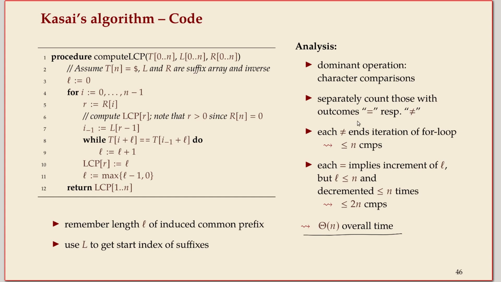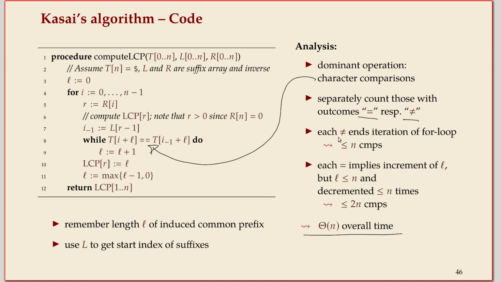In that case, if you count the outcomes, the dominant operation is comparing characters of the string. That's only done at this single position. And there are two possibilities for how those can come out. They can be equal or they can be unequal. And you can count those separately.